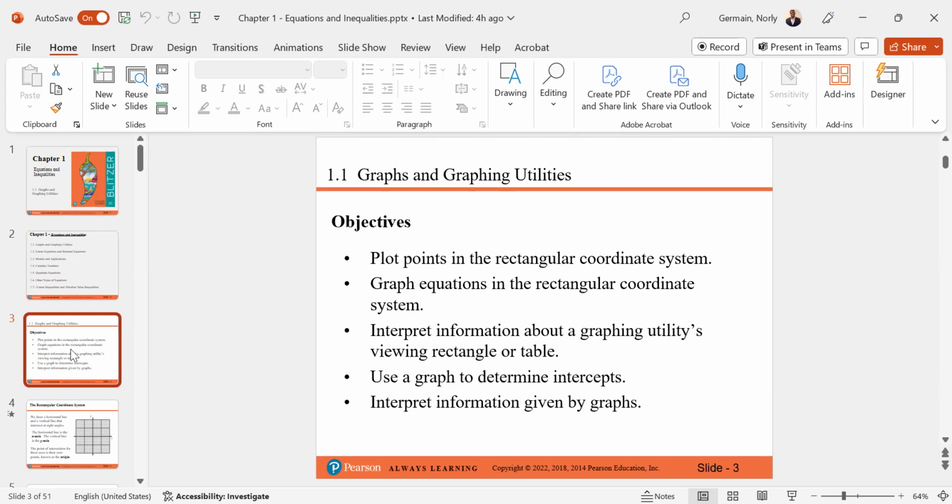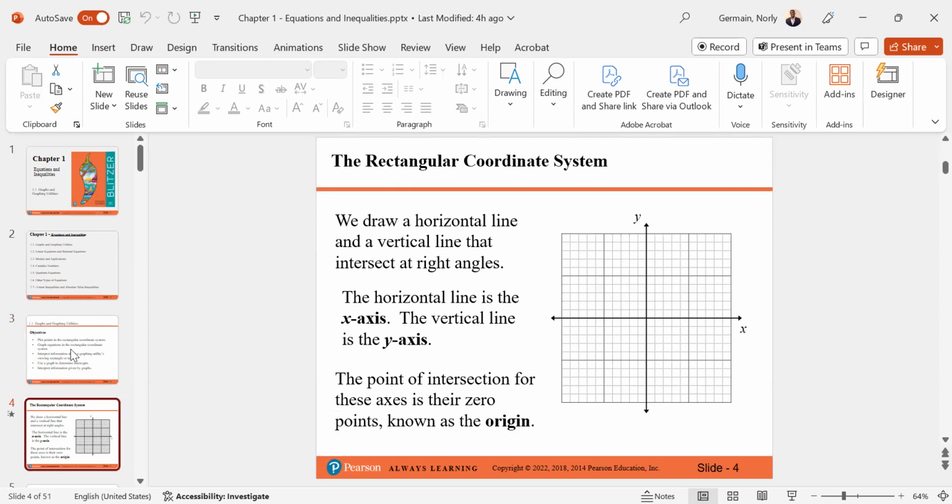Our goal: you will learn how to plot points in the rectangular coordinate system, graph equations in the rectangular coordinate system, interpret information about the graphing utilities, with viewing rectangle or table, and use a graph to determine intercepts and intercept information given by a graph. Of course, in order to graph, you definitely need to have some ordered pair. An ordered pair means you have two coordinates.